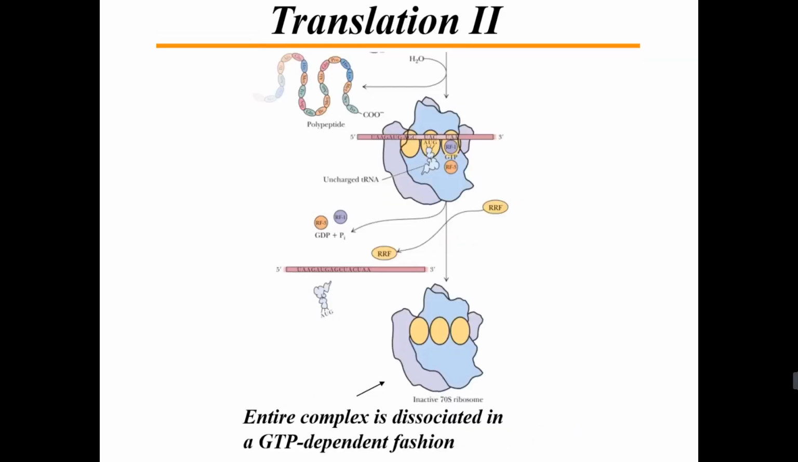Once we have release of that nascent polypeptide chain, the transfer RNA and the mRNA remain briefly attached to the 70S ribosome until the entire complex is dissociated in a GTP-dependent fashion. So we'll get GTP hydrolysis by RF3, and they leave.